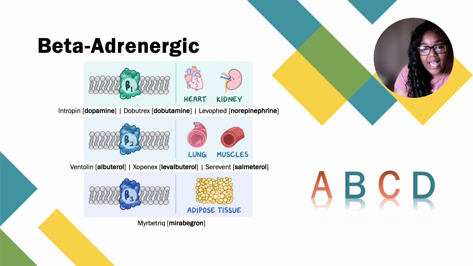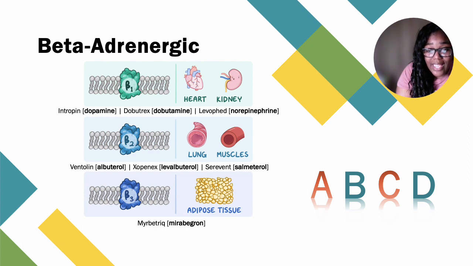Here's a really good slide that relates to our beta adrenergics. So we just talked a lot about our alpha adrenergics and what they affect. Well, our beta adrenergics, in particular, these drugs affect these areas. So we have the heart and kidney for the beta 1. And most of the drugs that do that are dopamine, dobutamine, and norepinephrine. So we saw norepinephrine on the alpha adrenergic slide.